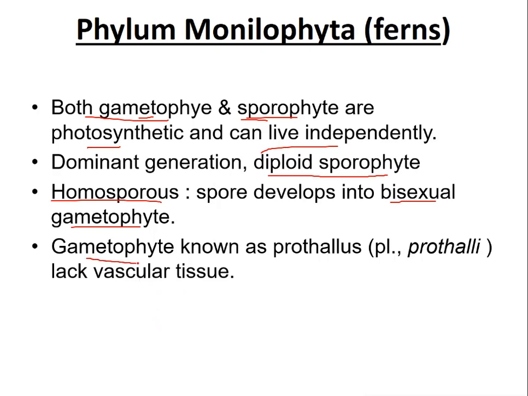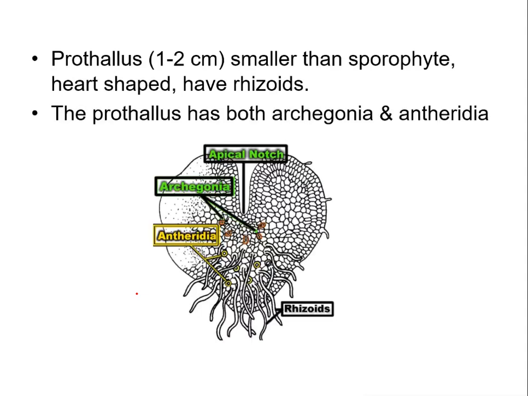The gametophyte for fern or Phylum Monilophyta is known as prothallus, which lacks vascular tissue. The gametophyte for Bryophyta we call thallus, and for fern or Monilophyta it is known as prothallus. The prothallus is around 1 to 2 cm, smaller than the sporophyte. That's why the sporophyte is more dominant, so the dominant stage of the life cycle is sporophyte. The prothallus has a heart shape with rhizoids. This is the rhizoid, and this is the heart-shaped prothallus.